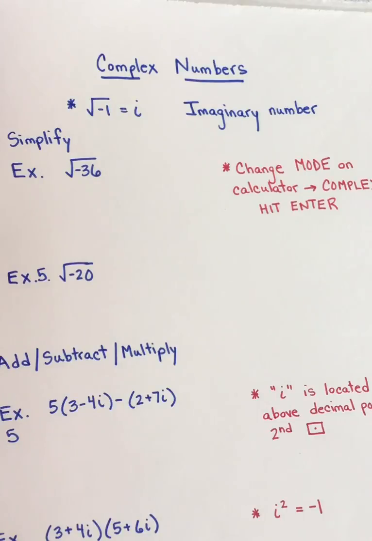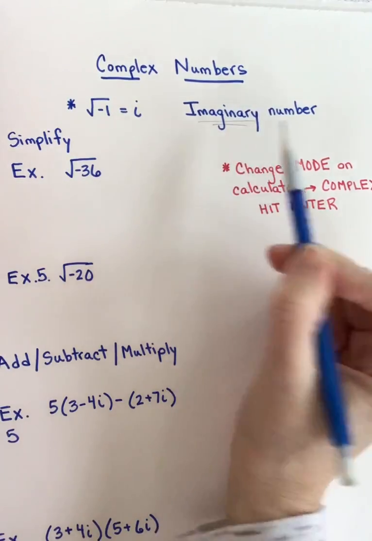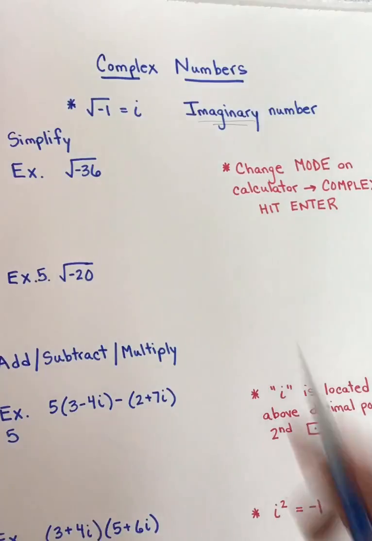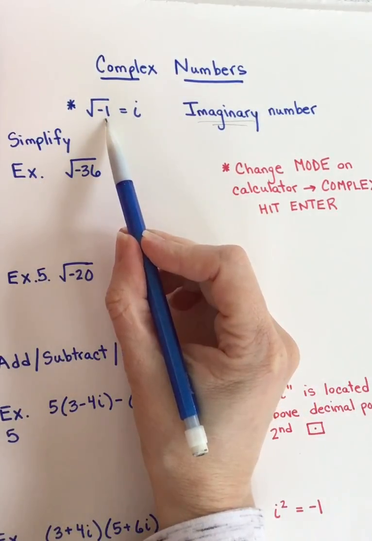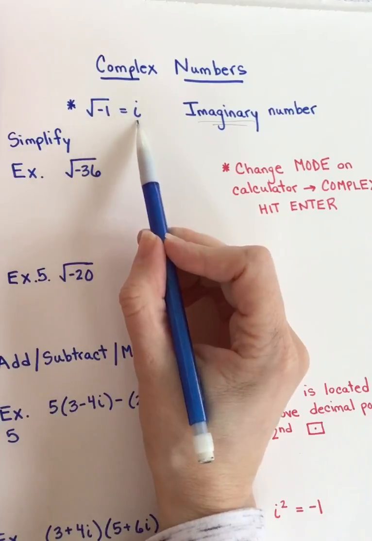Today we're kicking off a topic that some of you maybe have heard about. These are called complex numbers. Complex numbers actually means we're going to the imaginary world. Keep your seatbelts on. By definition, the square root of -1, which we previously couldn't do, is equal to i, which is an imaginary number.